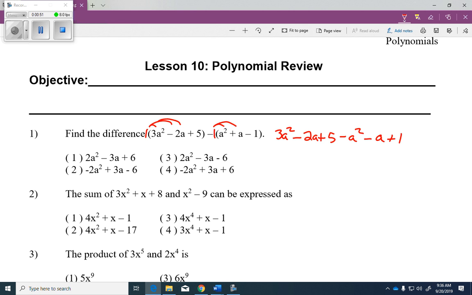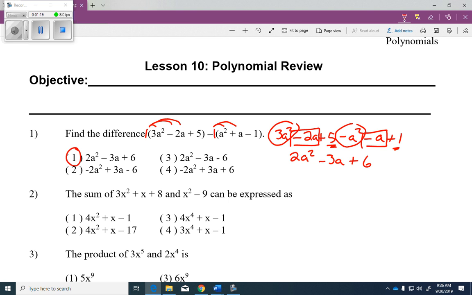And then we combine our like terms. So the 3a squared and the negative 1a squared make a 2a squared. The negative 2a and the negative 1a make a negative 3a, and the 5 and the 1 combine to be a positive 6. 2a squared minus 3a plus 6, choice 1.